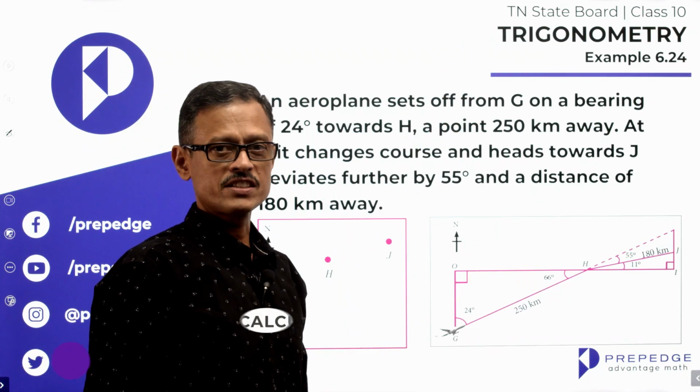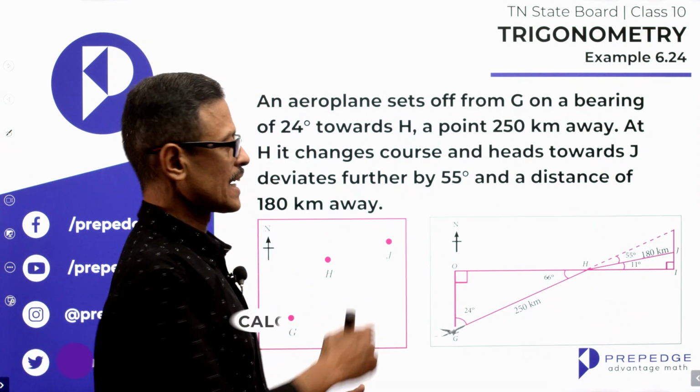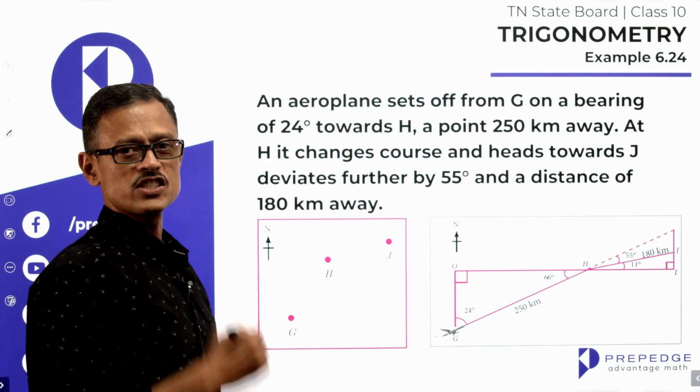Example 24 of chapter 6, the trigonometry chapter. Very interesting question. In this question we have to find 4 things. Let's understand what is said here and then look at what needs to be found out.